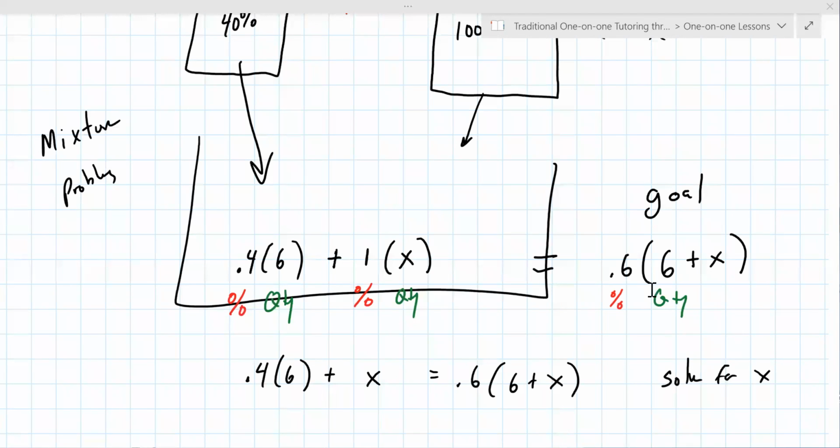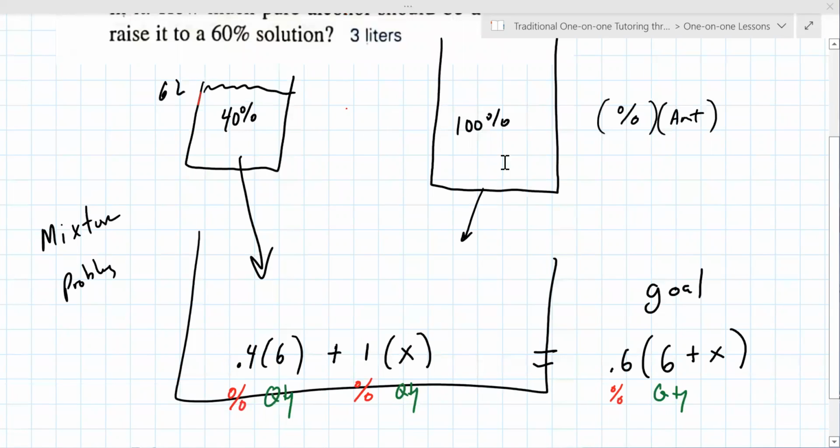Did you guys make tables or something in class? No. We did draw a picture, but that's basically it. So with these mixture problems, drawing two containers is probably pretty helpful to diagram what's going on. But the key is this percentage times quantity, or percentage times amount, or percentage times volume. That's what you're using over and over again.